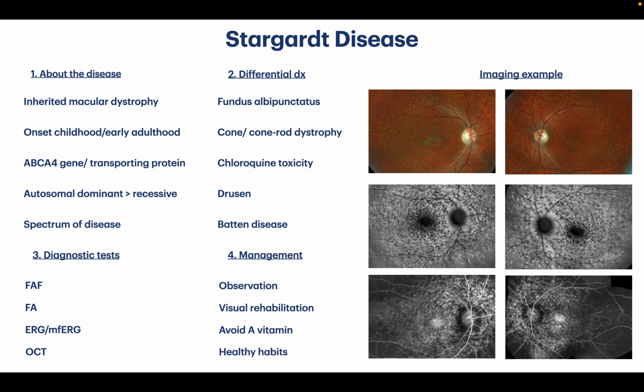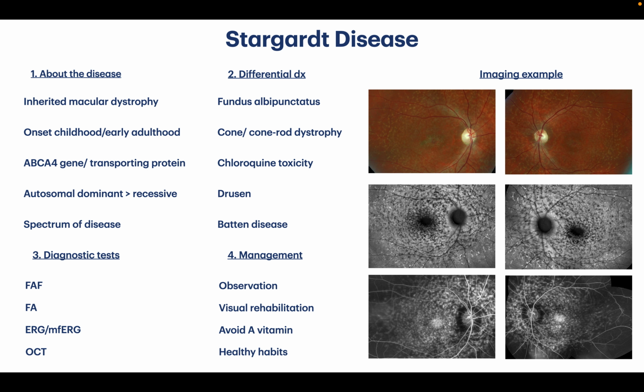ERG results may vary. Some patients have subnormal findings, whereas other patients have almost normal ERG findings. OCT in patients with Stargardt disease may have a non-specific appearance with a thinning of the retinal layers and loss of parallelism, but most often the most prominent changes are in the outer retina.